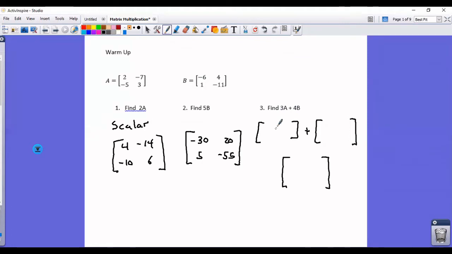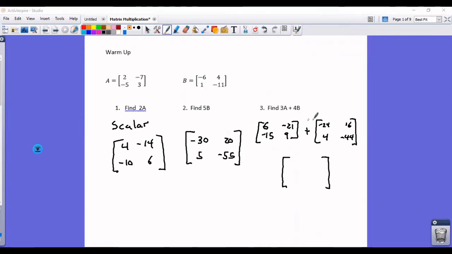Somebody want to go ahead and tell me what 3a would be? Volunteer out there. Six, 20, negative 21, negative 15, 9. Excellent. And who wants to do 4b? Anybody different want to try 4b? Okay. It's negative 24, 16, 4, and negative 44. Right. Perfect.